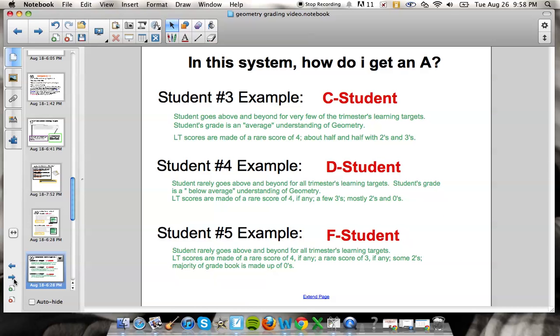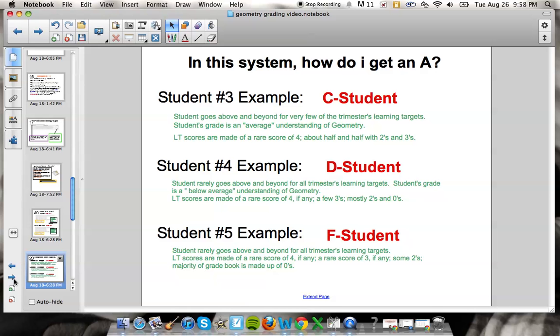For a C student, your student will go above and beyond on a very few of those trimester learning targets. Your student's grade is an average understanding of geometry. Your learning target scores are made up of a rare score of 4 and about half and half between 2s and 3s.